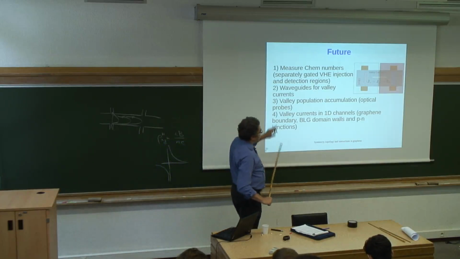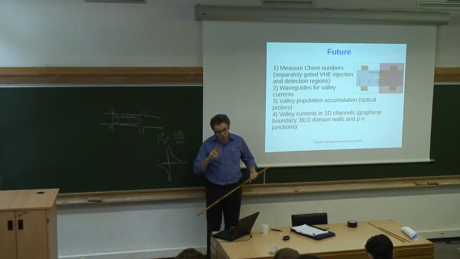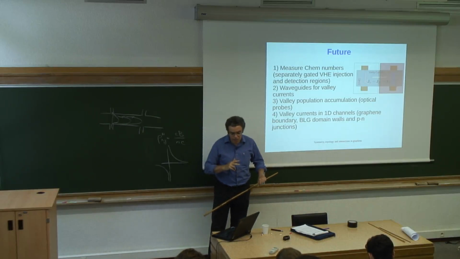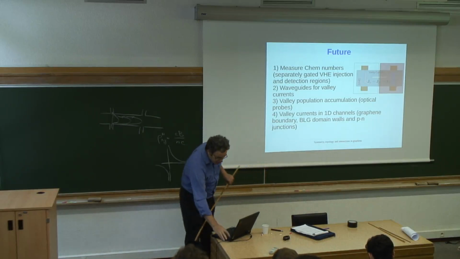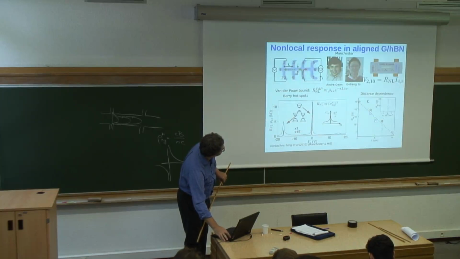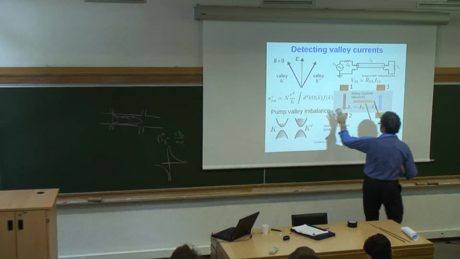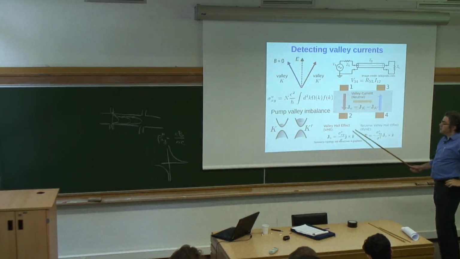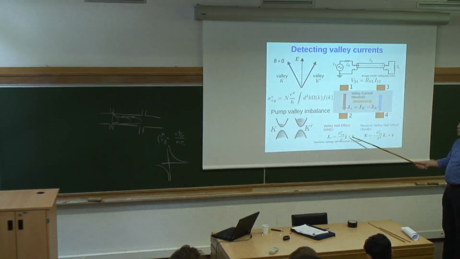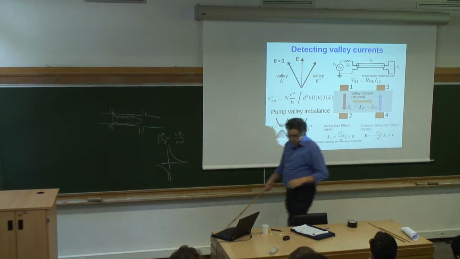In particular, what I've been showing so far is not sufficient to distinguish between trivial and non-trivial Chern class. The reason is that my non-local signal was proportional to Hall conductivity at the excitation point times Hall conductivity at the detection point. And if carrier density is uniform across the system, it will be proportional to the square of Hall conductivity. So I won't see the sign change that tells me there is a non-trivial Chern number.